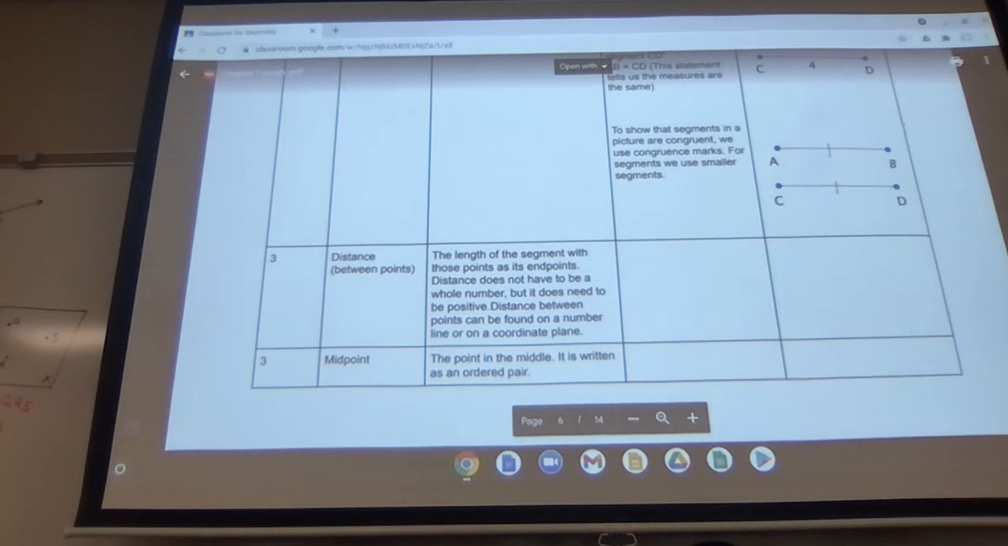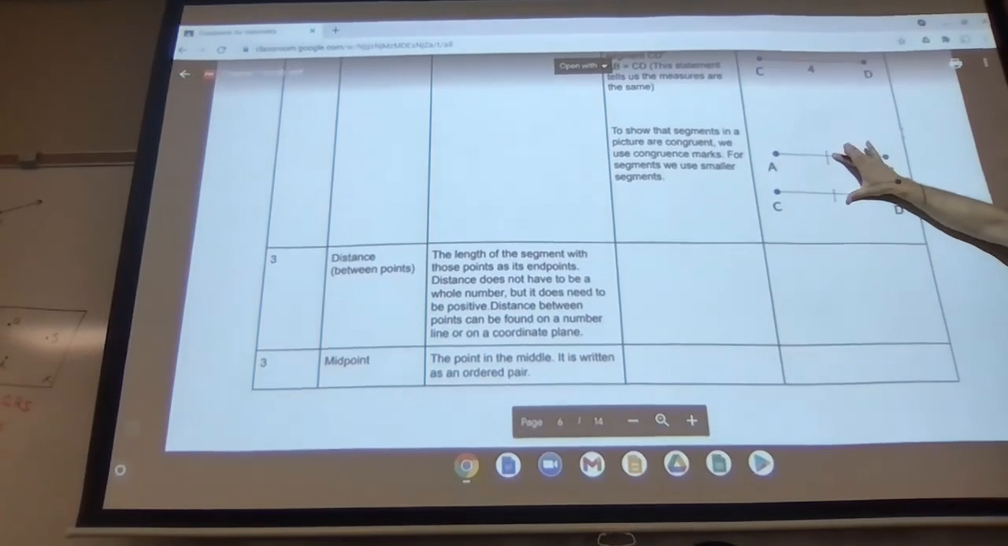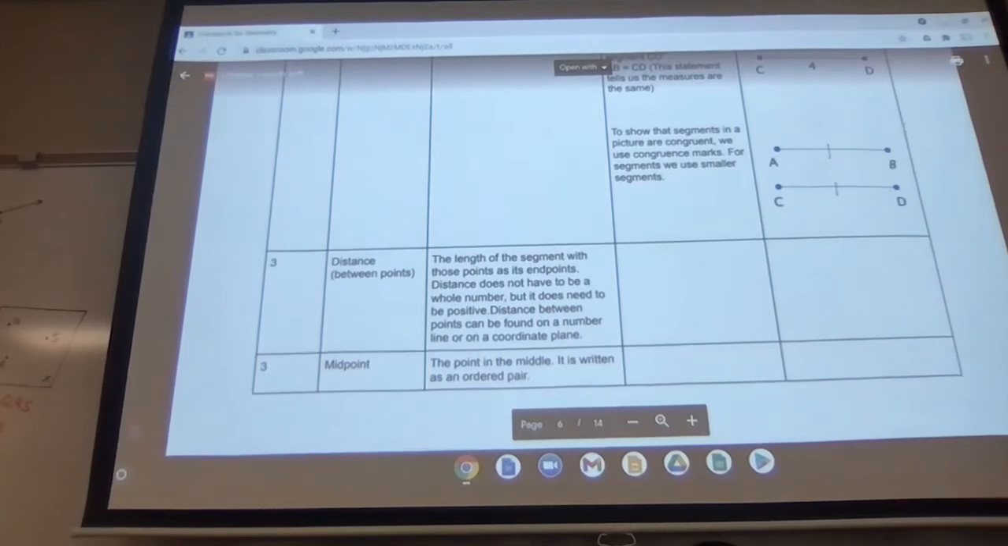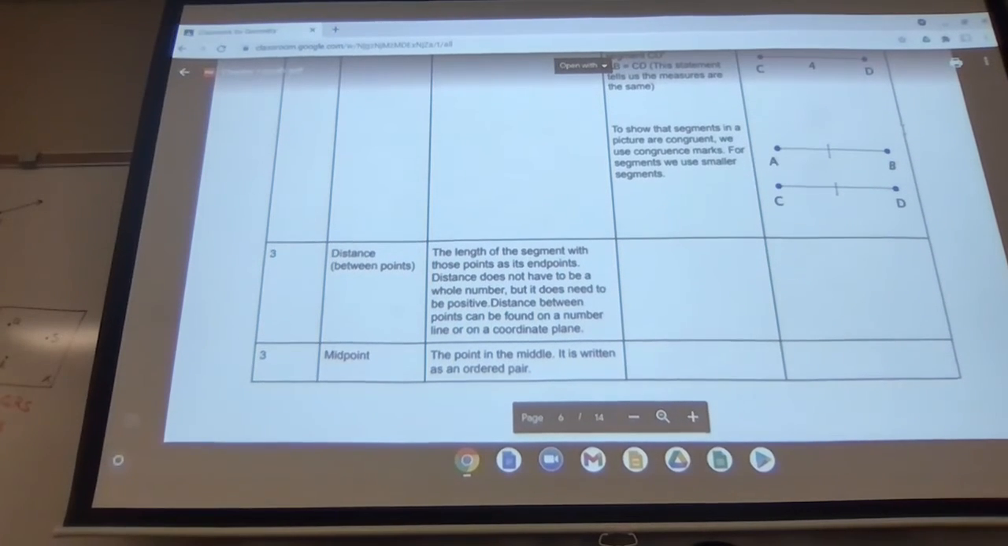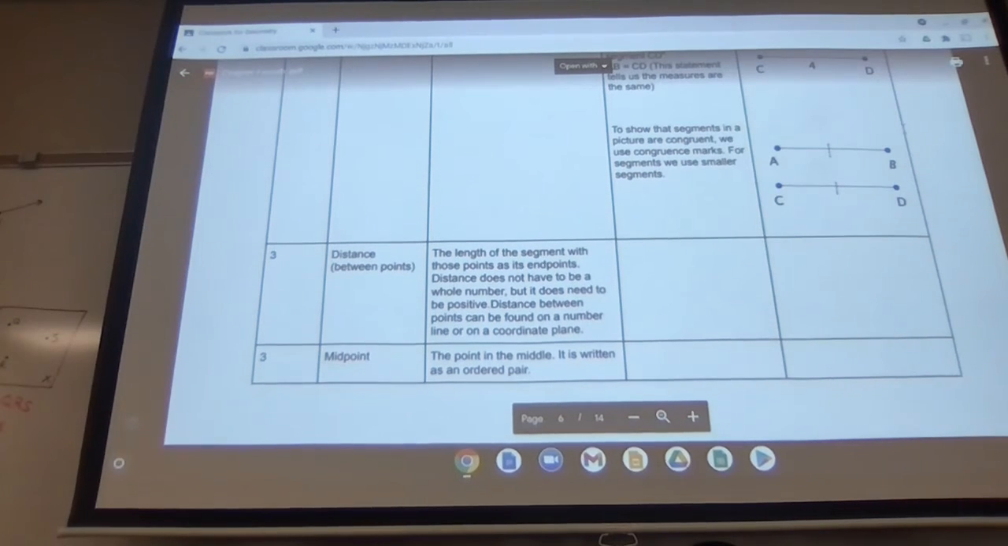So when you see that little mark, usually they're going to put that mark in red. So this part right here, usually they put this mark in red, this mark in red. Those two have the same number of marks. That means they're congruent to each other. All right, I think that's it. Any questions with congruent?